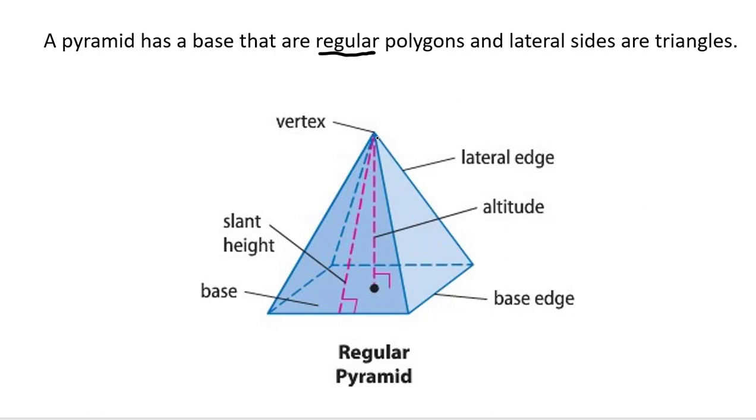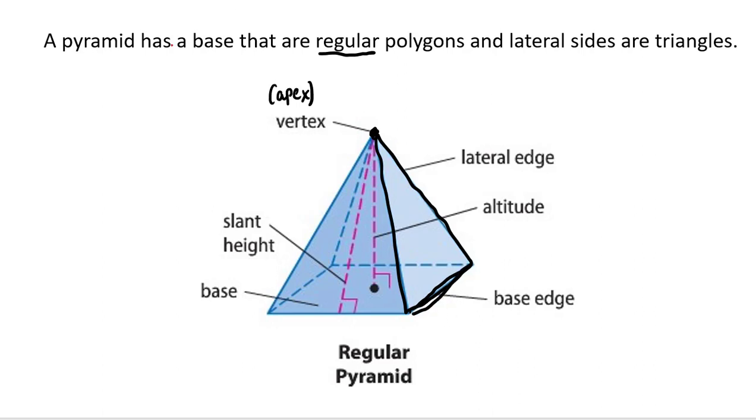Each one of my sides, and let me highlight one here, is going to be a triangle. Where all the triangles meet, that's called the vertex. I think I've actually heard some people call that the apex, but I could be wrong. The lateral edge is where all the lateral sides meet. You have the altitude, from the vertex down perpendicular to the base. I might be calling that the height sometimes. You have a base edge where the lateral sides and the base meet.